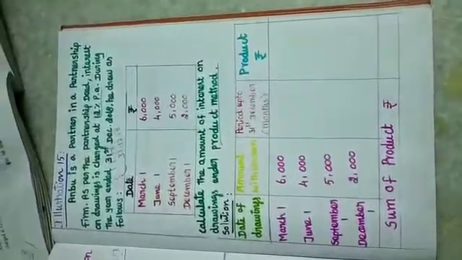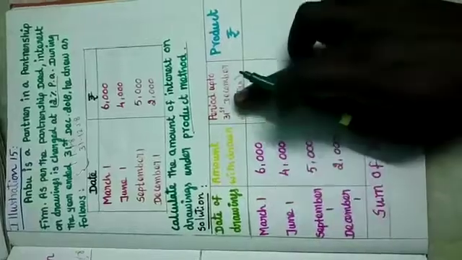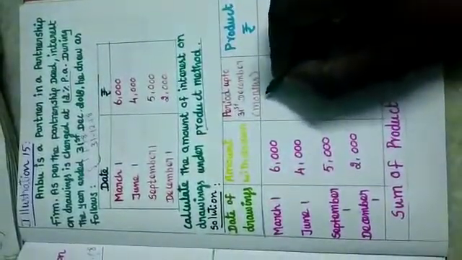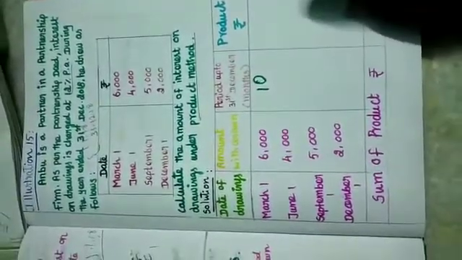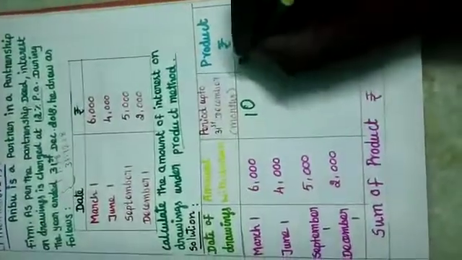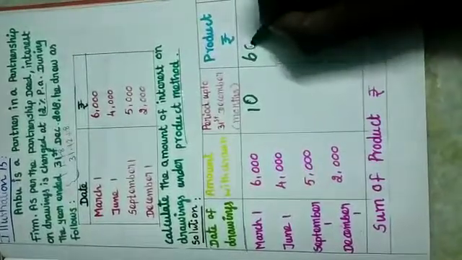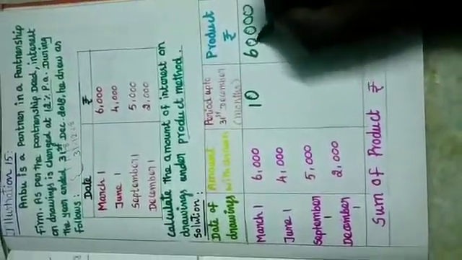Now you see here, March 1st to 31st December: March, April, May, June, July, August, September, October, November, December. How many months are there? 10 months. So the amount which is withdrawn in March is used for 10 months. So 6,000 into 10. How many zeros are here? 3 plus 1, 4 zeros. So 60,000.